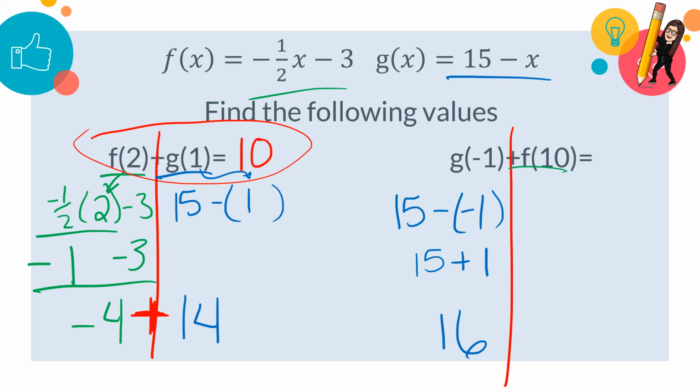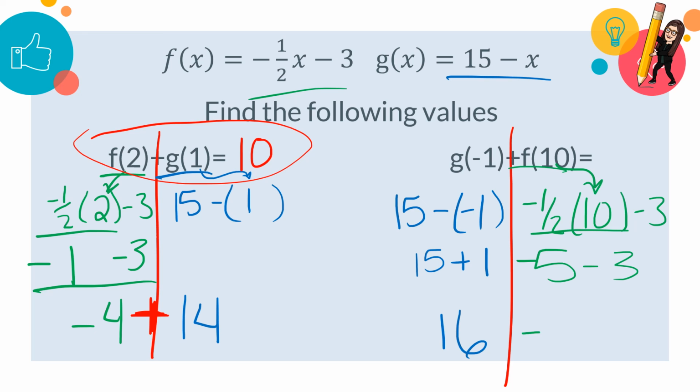F of 10. We want to take our F rule, but instead of x, we're plugging in a 10. Negative times positive is negative. Half of 10 is 5. Negative 5 minus 3 is negative 8. Now the original question said to add those solutions. 16 plus negative 8 is 8.